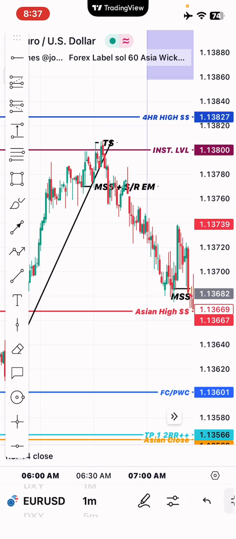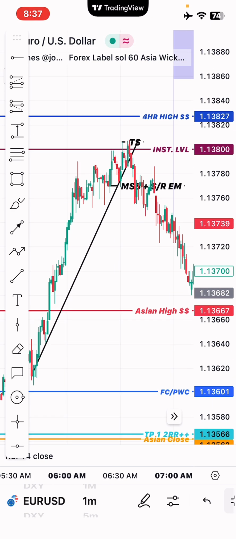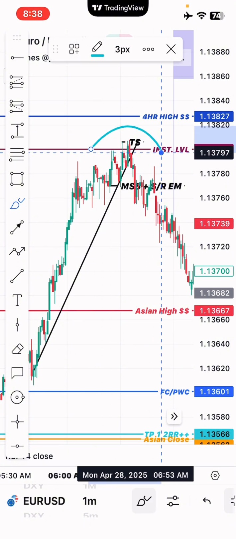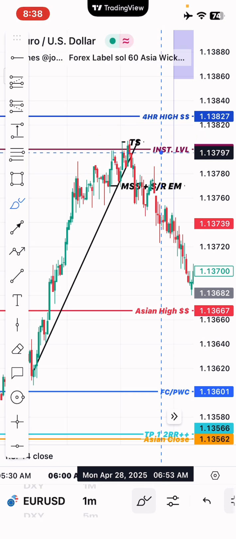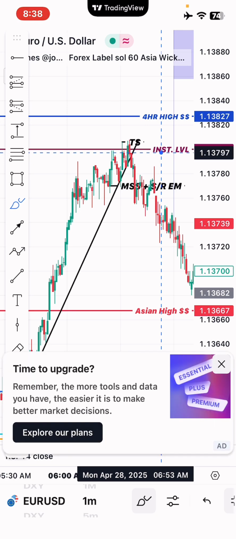So you can see, where did price come from? This institutional level. I said institutional levels are areas of support and resistance, which are numbers ending with 80, 50, 20, and 00. So you should write them down. These are support and resistance points of interest.